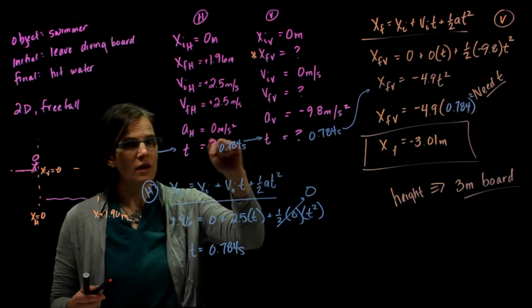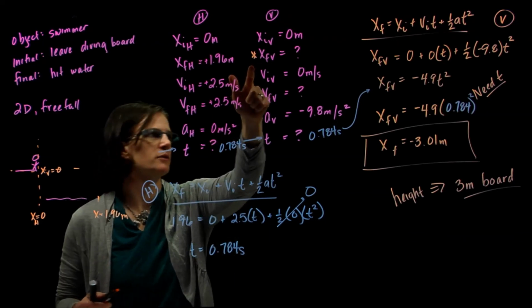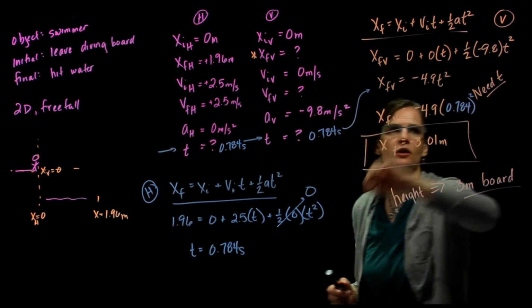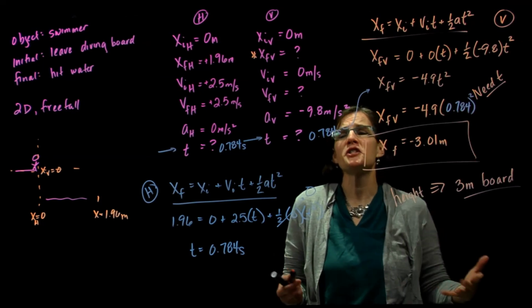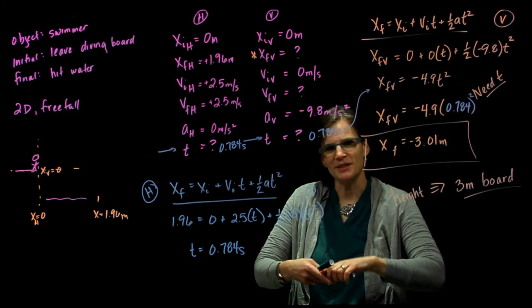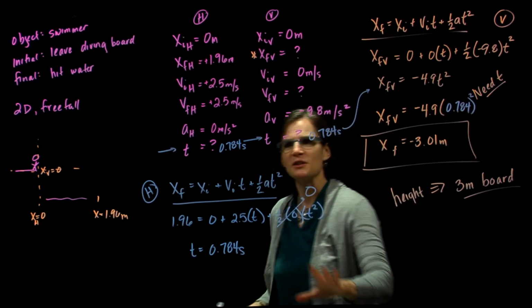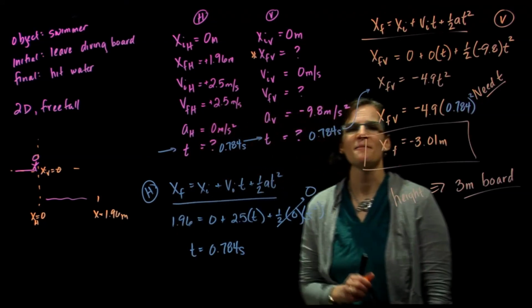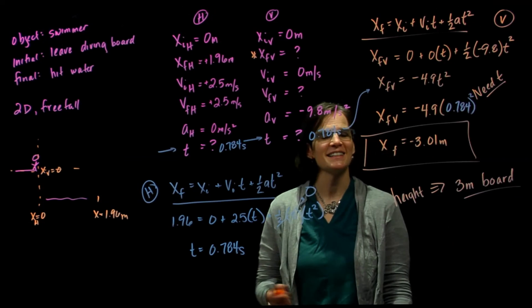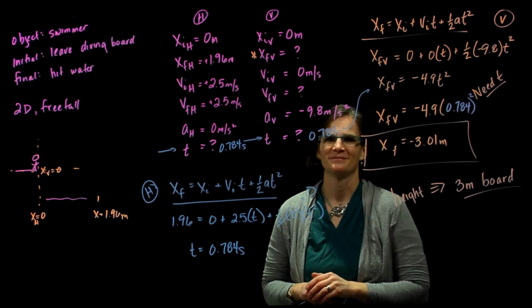We want to know the height, and the height is vertical information. So we go after that vertical position, recognizing that we need time, but appreciating that time is also related to horizontal motion. And so we can use the horizontal motion to define the time, use that time to define our height, and solve our problem. All right, good job.